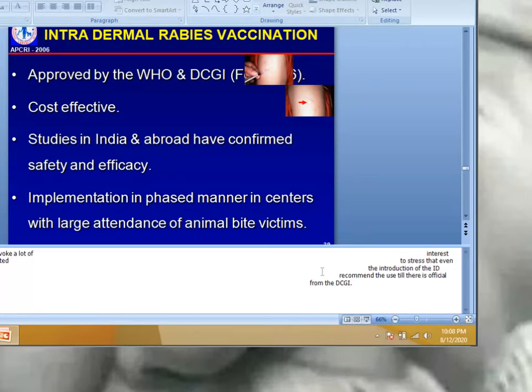That is cost effective. The vaccine is very, very costly. Previously, in government hospitals, only nervous tissue vaccines were available. Because of nervous tissue vaccines, there are so many complications. In my experience, I had one case with a graduate student. At that time, only nervous tissue vaccines were available in the government hospitals.